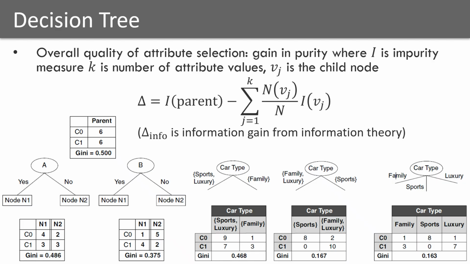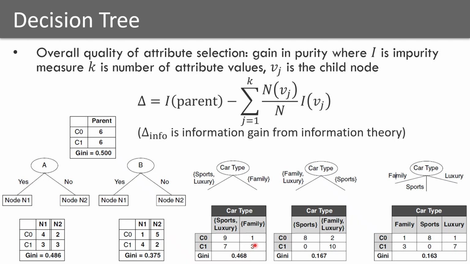And here we have another example where we can see various categories or attributes, like car type, selected as sports and luxury on one side of the binary tree and family on the other side. And this will give us a Gini index of 0.468. We can see that the impurity here is very high, although here it's not that bad.